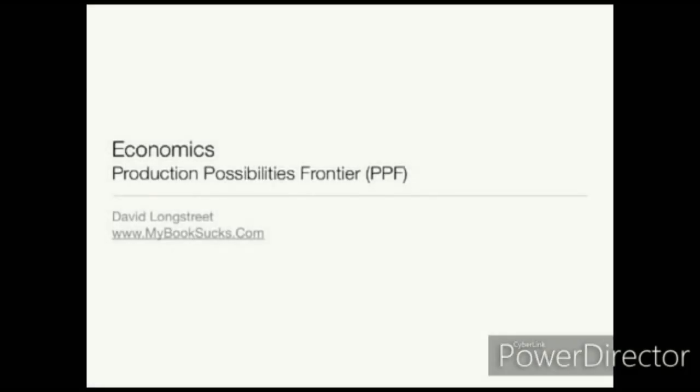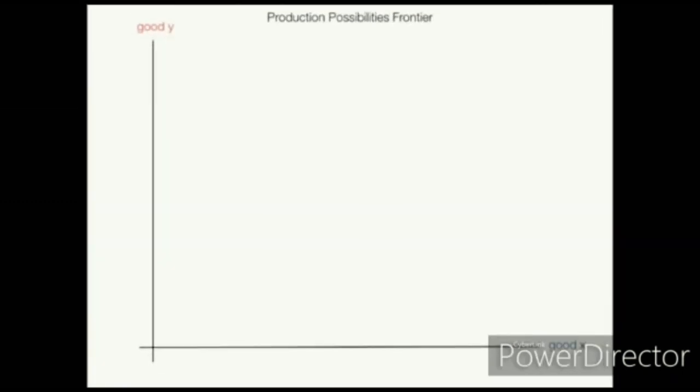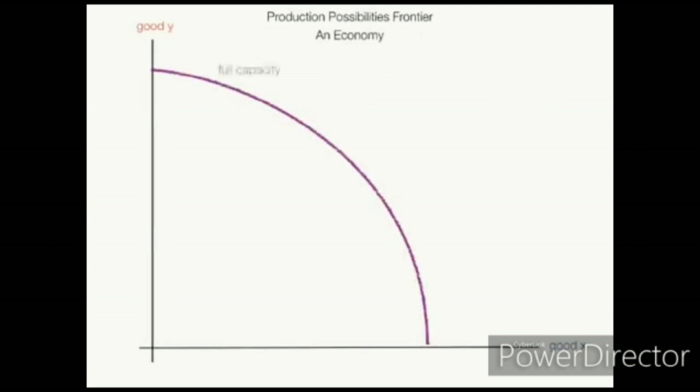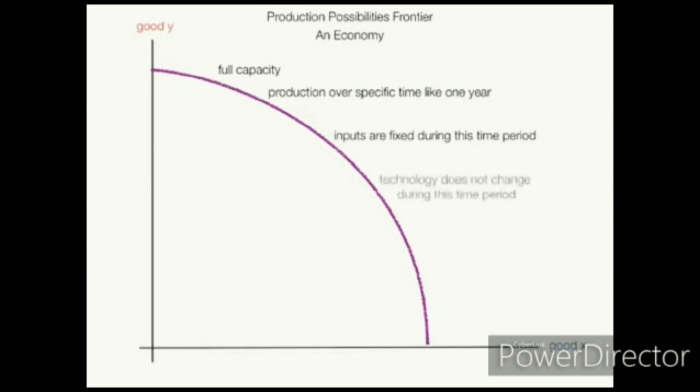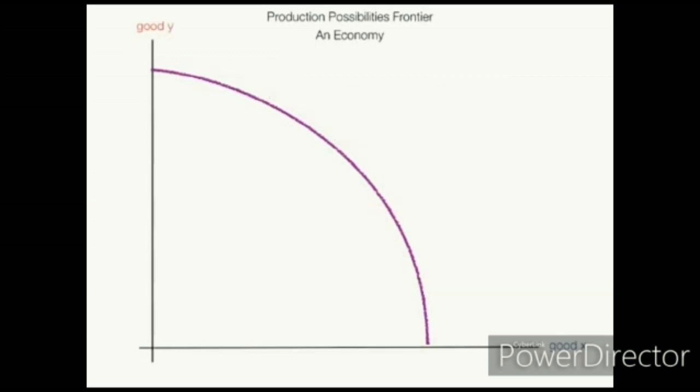In this tutorial, I'm going to talk about the production possibilities frontier. This is also often called a production possibilities curve. This is a single economy, and the purple line represents output at full capacity or efficient output. A few assumptions. It assumes production over a specific time period, like 1 year. Inputs are fixed during this time period. Technology does not change during this time period. We'll talk about technology changes at the end of this video.